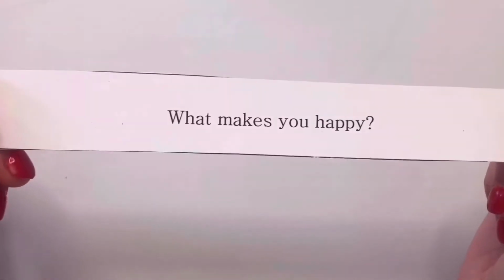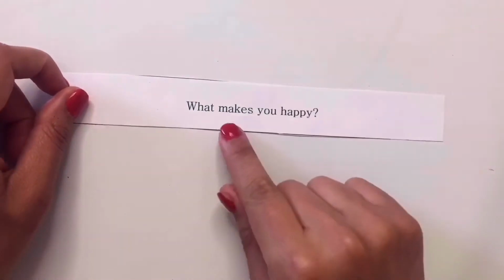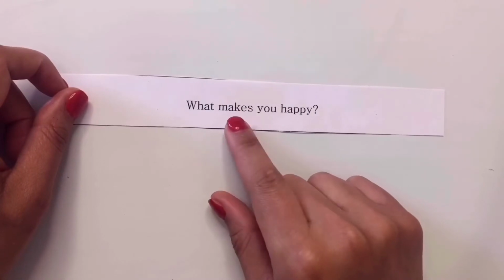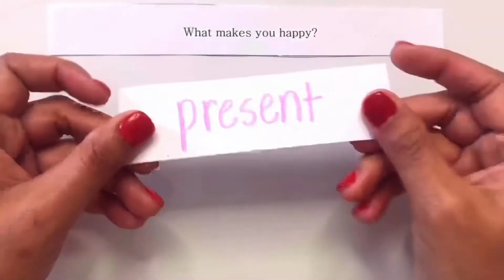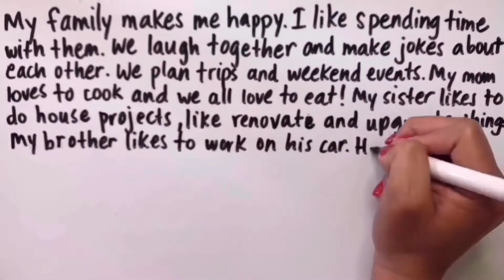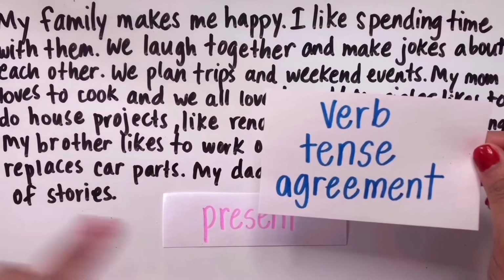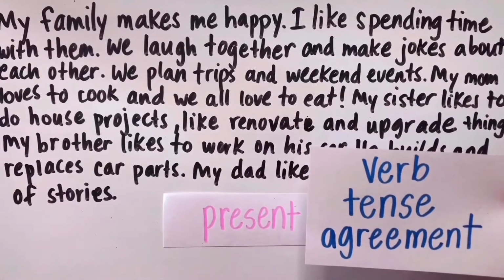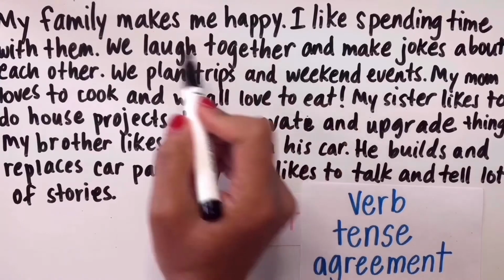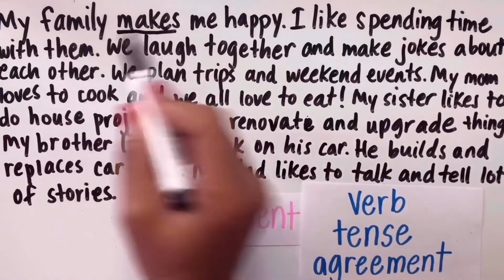Next prompt asks us, what makes you happy? Already I can tell the verb is in present, make. So we are going to respond in the present tense. We're going to look for those verbs and make sure they agree with the present tense. My family makes me happy. The verb is makes.